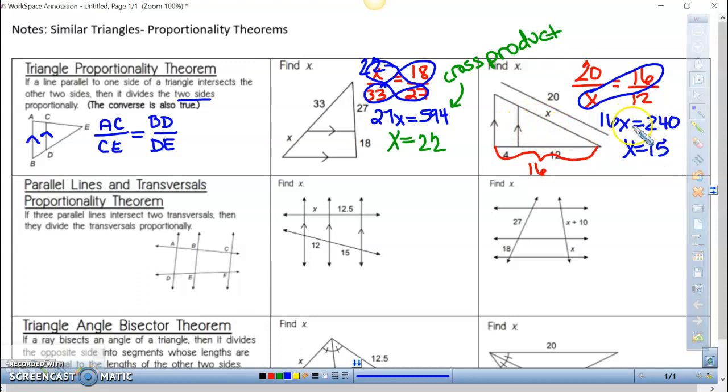I knew that 300 didn't make any sense in the whole wide world. All right, so that is the proportionality theorem with parallel lines.